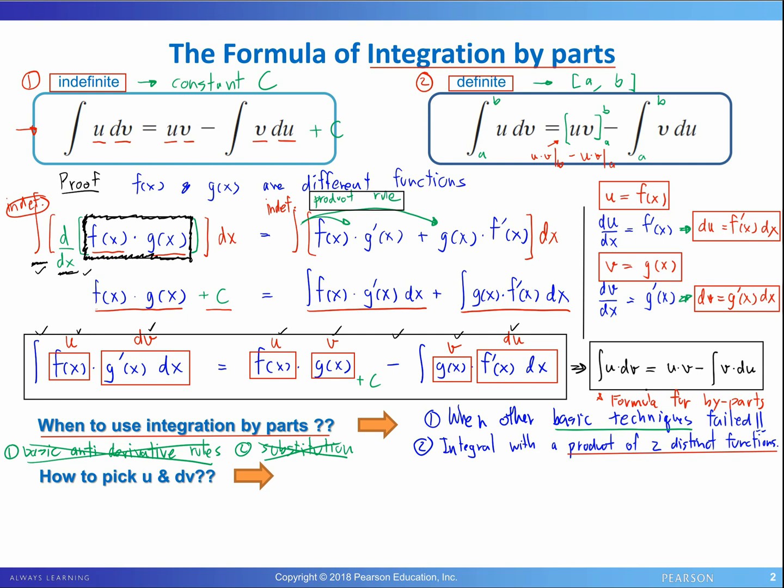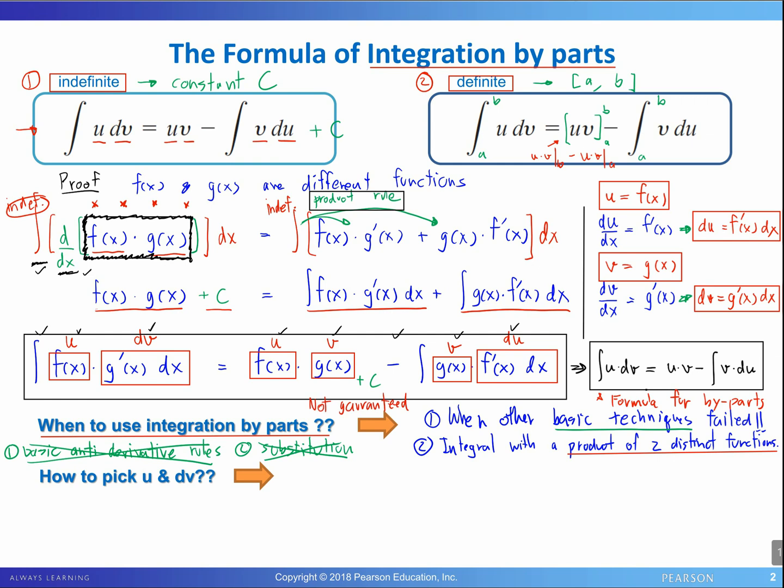So if you see this pattern, a product between two different functions, like f of x times g of x, inside an integral, then it's a good candidate for integration by parts. Keep in mind that this guideline is not a guarantee that by parts is gonna work. Let's make a note right here. Not a guarantee. So in the end, you're gonna have to try and check it yourself.